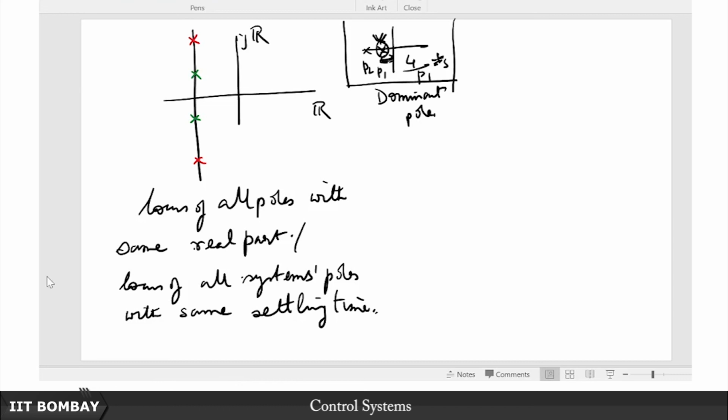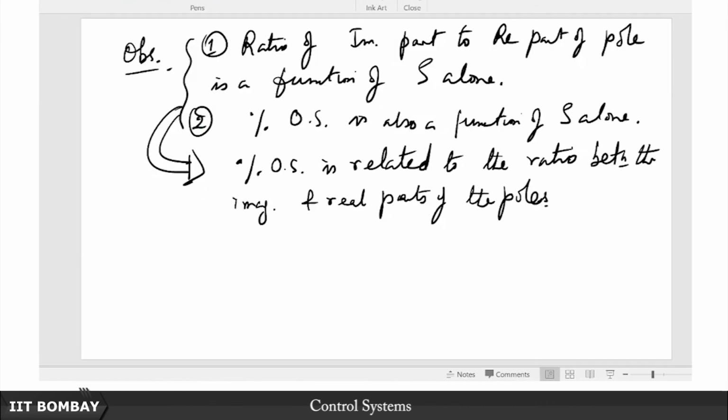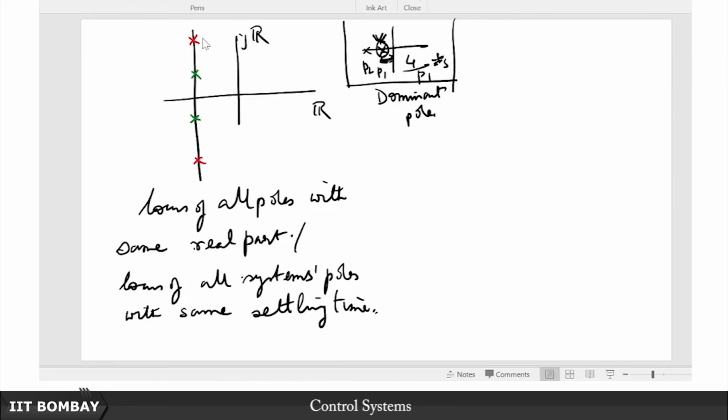Finally we come to this discussion about the percentage overshoot that we have discussed. So what are these percentage overshoot loci? Now let us look at this expression for percentage overshoot here. What did we see? It depends on ζ, but what does ζ govern? ζ, you see, after all governs only the ratio between the imaginary part and the real part.